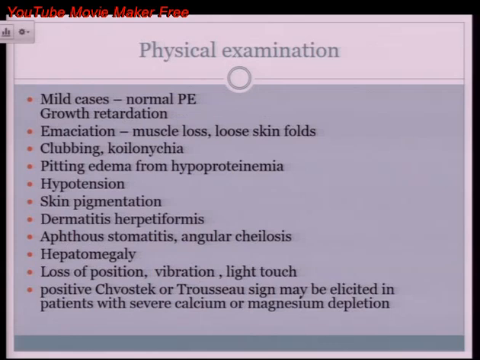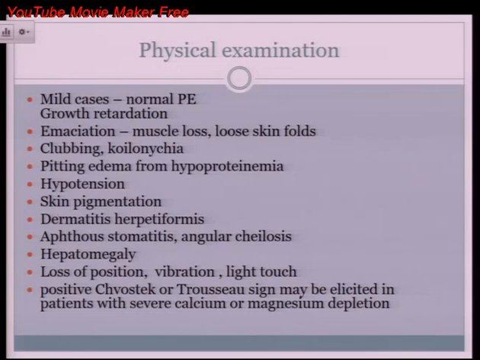Physical exam, for the most part, as I told you in the beginning, in adults, they're going to have a normal physical exam. But kids more commonly can present with growth retardation. They can have muscle loss, loosening of the skin folds, severe iron deficiency anemia. They can present with changes in the nails, called koilonychia, where they have scooped nails. And they can present with clubbing.